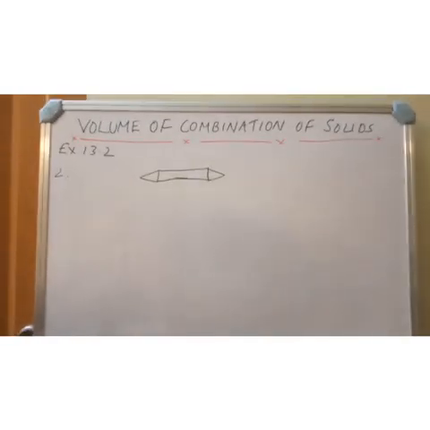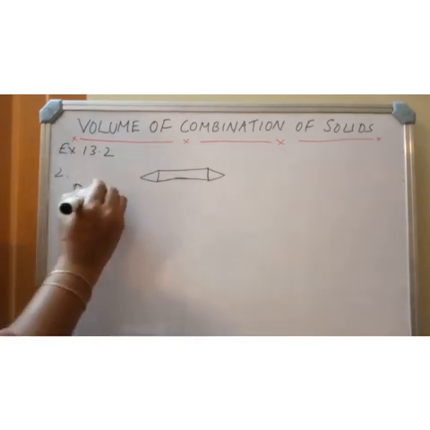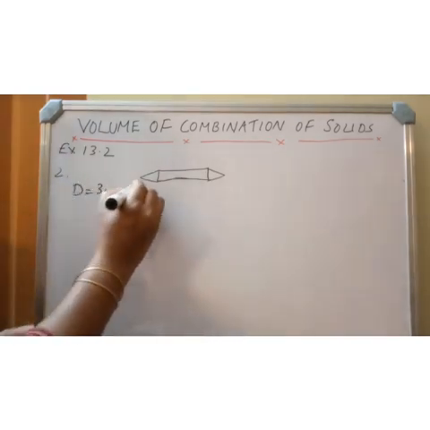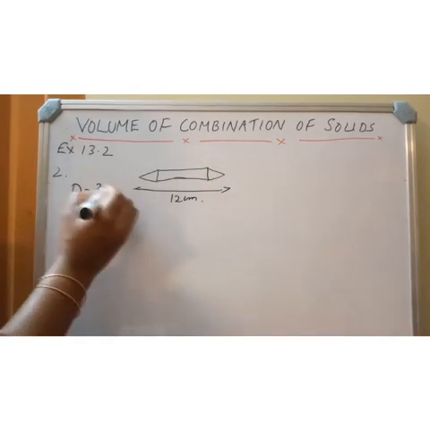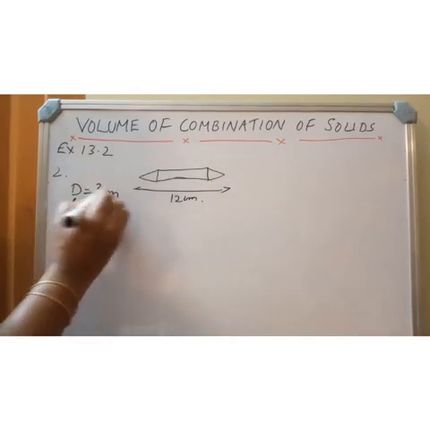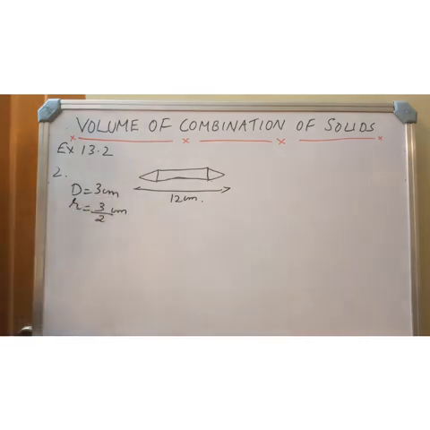They are given that the diameter of the model is 3 cm and its length is 12 cm. Diameter is given as 3 cm and the total length is 12 cm. Diameter 3 means r equal to 3 by 2 cm. Therefore, what will be the height of the cylinder?